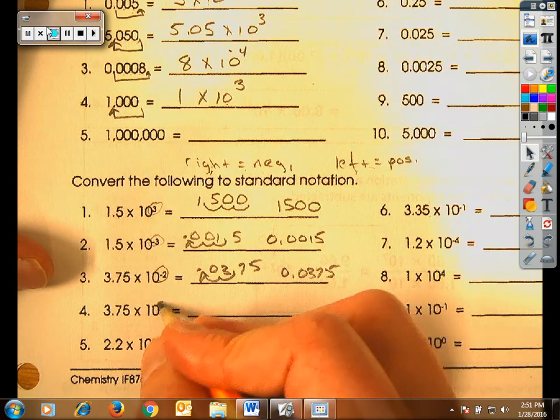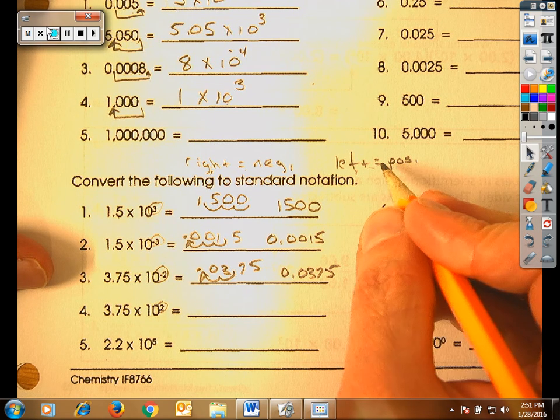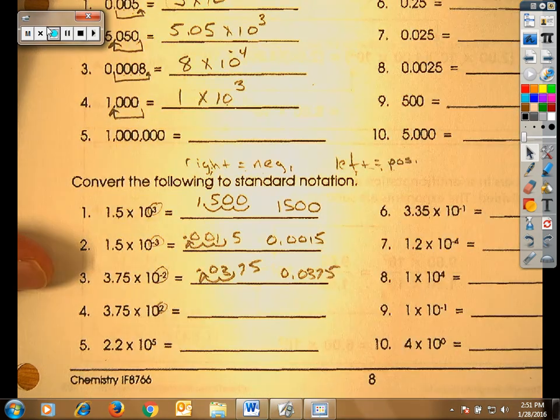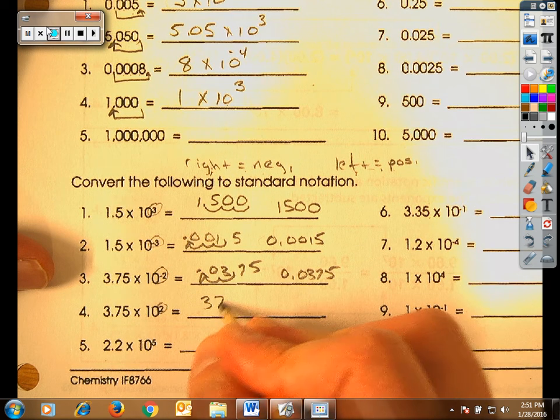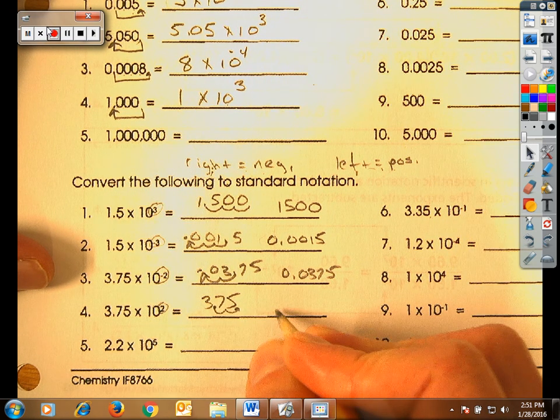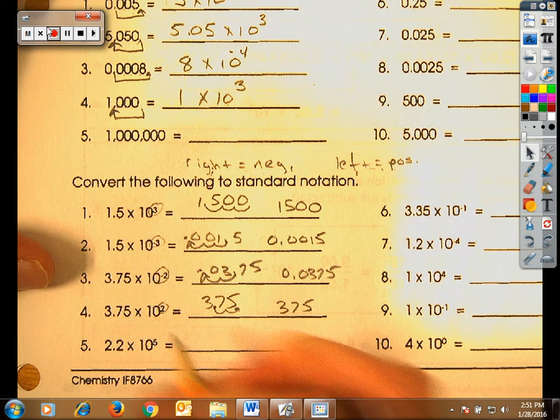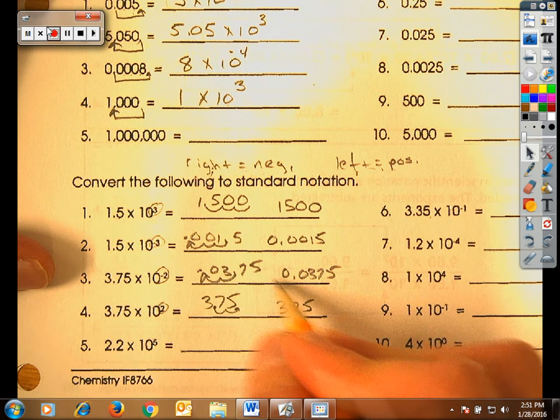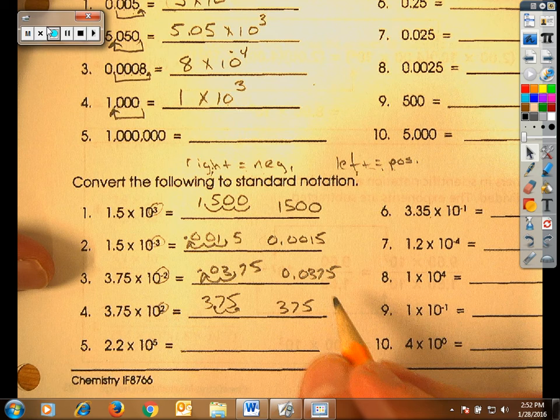To get a positive exponent, you moved to the left. Undo it by going to the right. We're going to go to the right 2 places. It's going to be 375. We have 3 significant figures there.